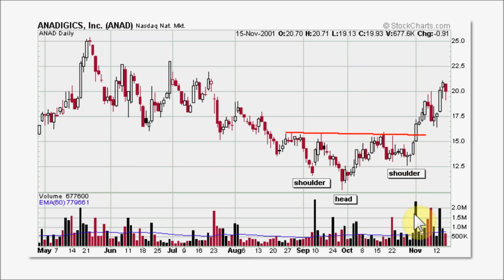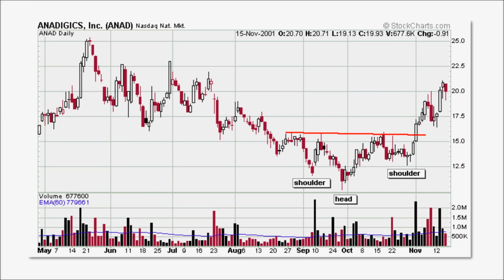And what you're looking for on the break of resistance is huge volume, which is exactly what happened here. And this stock ran from just above 15 almost to $20 in just a few days. So this is a very reliable, a very common chart pattern. So when you see an inverse head and shoulders forming at a bottom, that could signal reversal of trend back to the upside again.